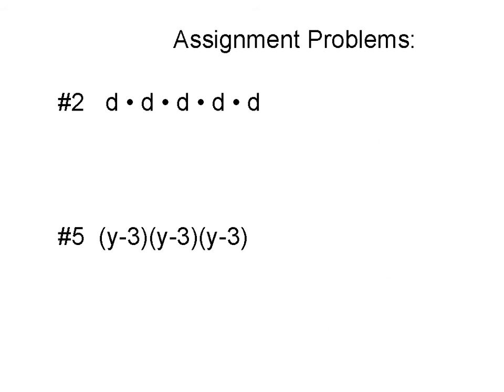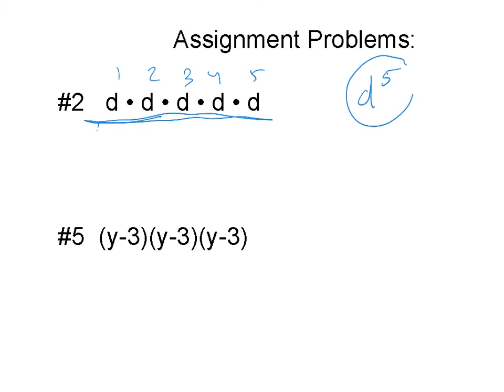All right, I'm going to do a few of your assignment problems with you. Here's number 2. Notice in this first section, it does not say to evaluate. We're not going to solve it all. We're just going to write these numbers with exponents. So notice there's 1, 2, 3, 4, 5 d's. So this is the same thing as d to the 5th power. D to the 5th power is the same exact thing as d times d times d times d times d.